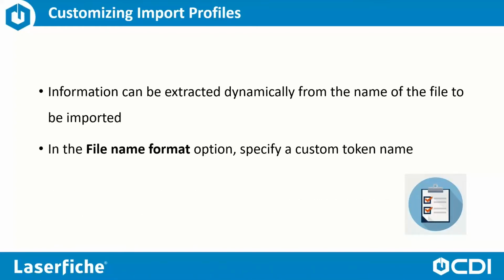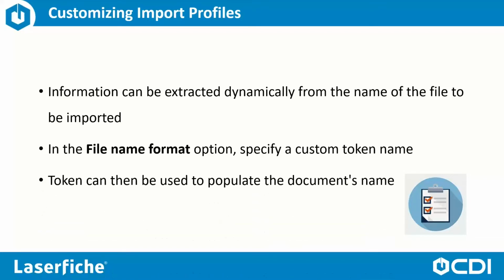What we can do with the import profile is utilize the file name format option. And that allows us to go ahead and specify a custom token name. We do not have to use the pre-existing tokens, although you can still use global tokens that apply, such as the global date token, if we're naming something with today's date on the end of it, for example.